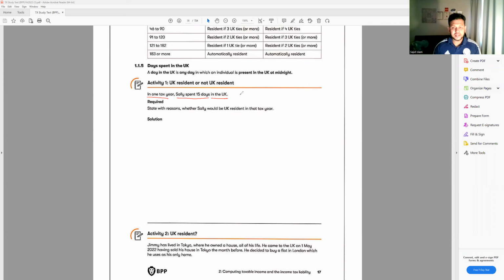Now we already know if it is less than 16 days, we don't have to worry about anything. She's automatically not resident because less than 16 days, we don't have to look at any tie. We don't have to look at any more information. We say she's not automatically resident in the UK. So state with the reason whether Sally would be UK resident or not. We'll say not automatically resident because she lived less than 16 days in a tax year.